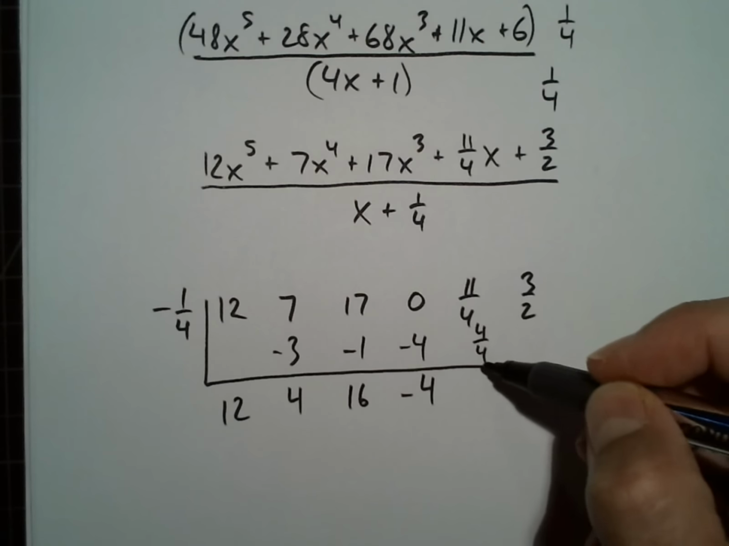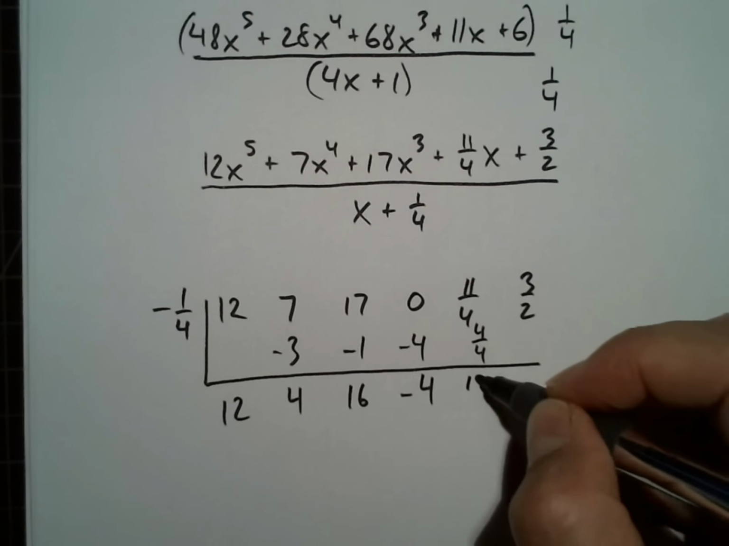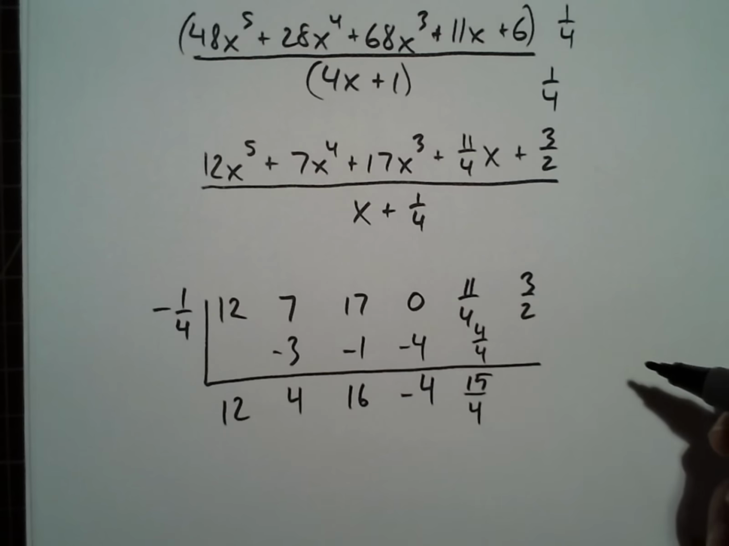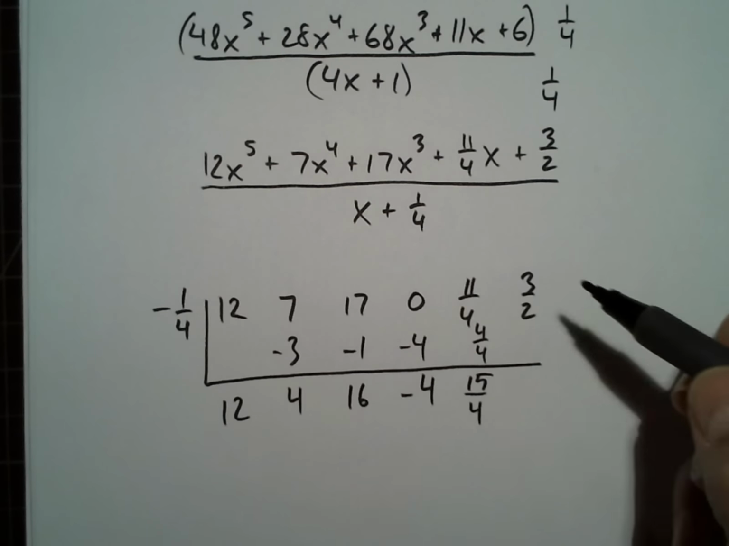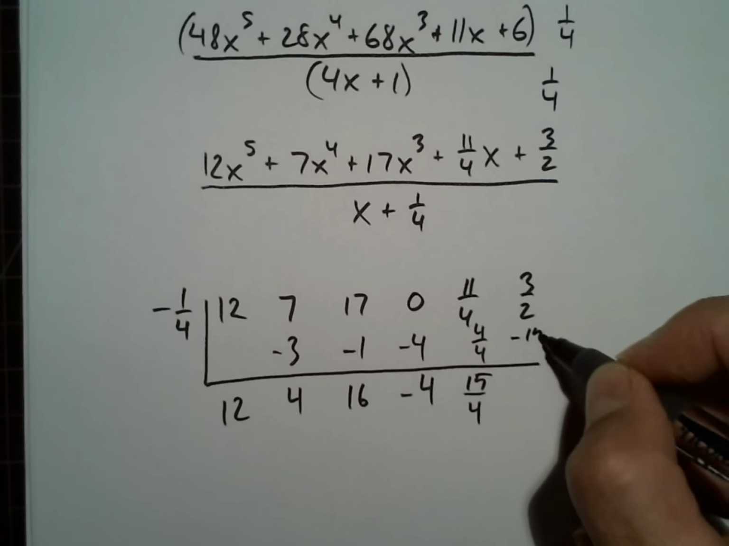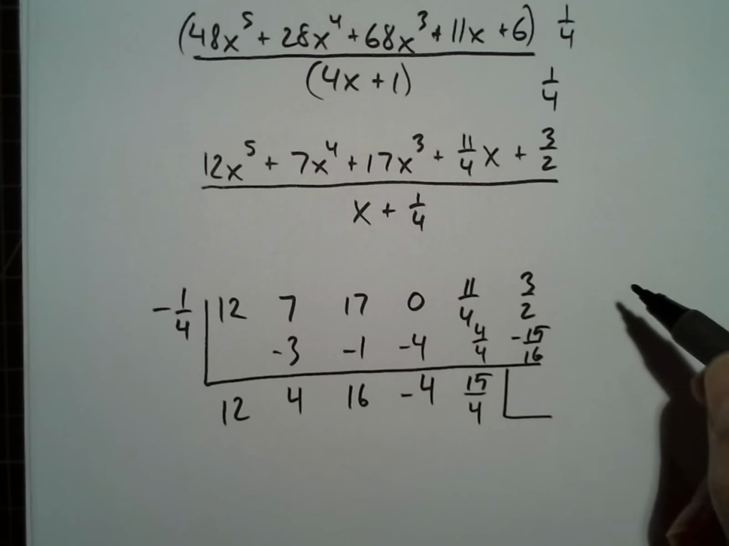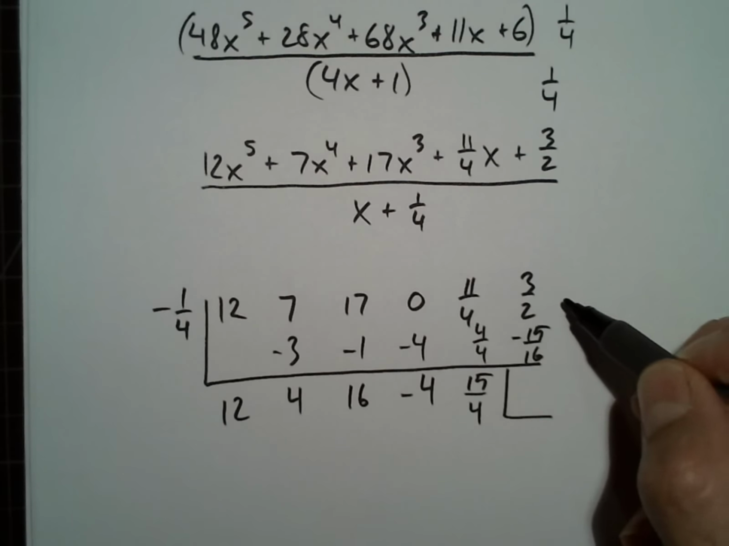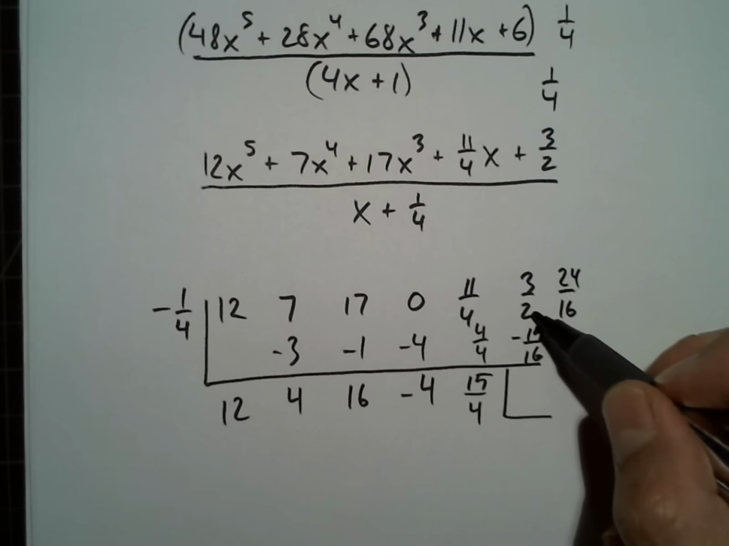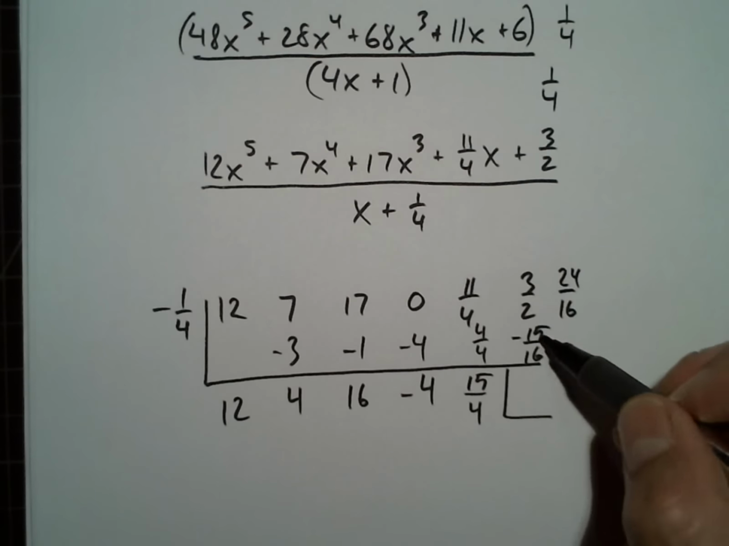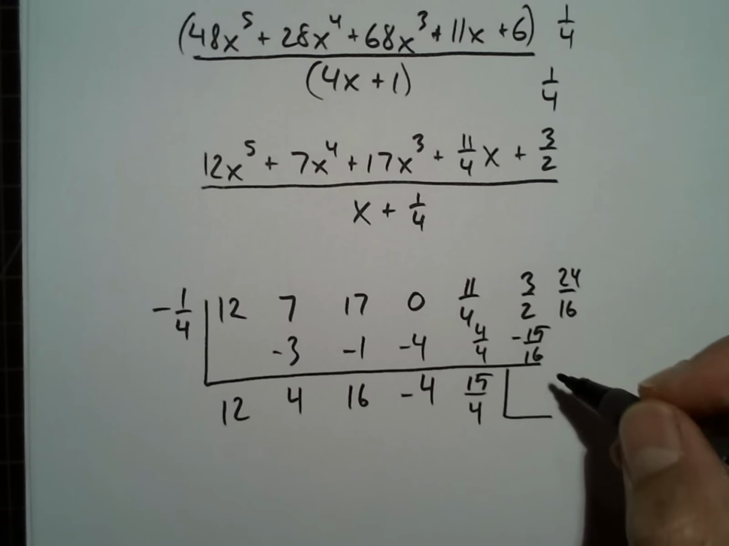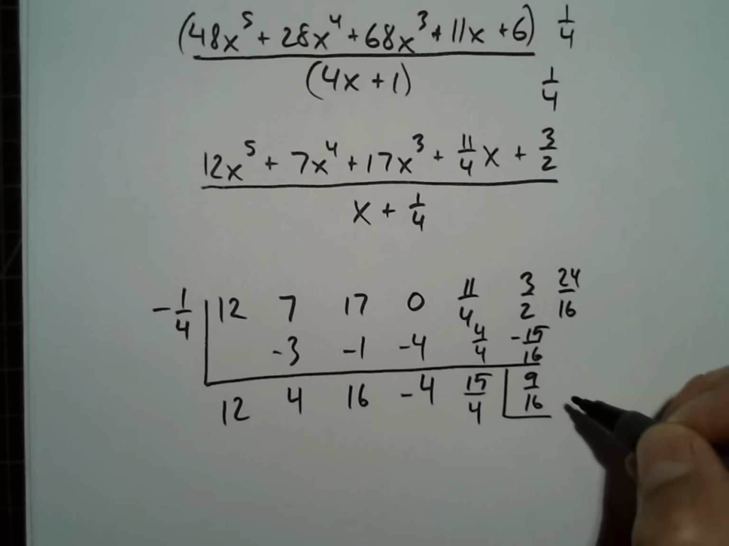And then we add 15 over 4. And then we'll multiply, we get negative 15 over 16. And when we add that, this is going to be 24 over 16, because we're going to multiply by 8. 24 minus 15 is 9, so we'll have 9 over 16.